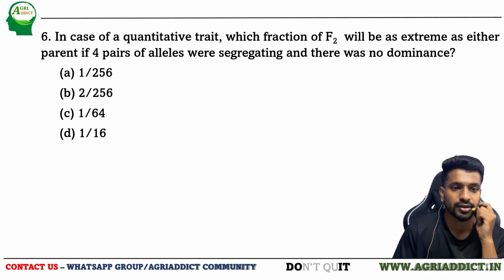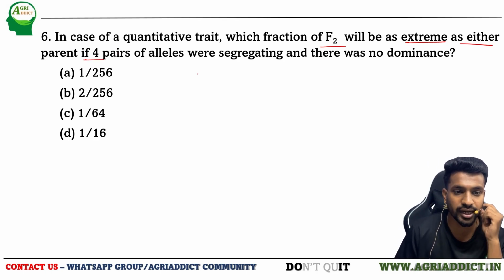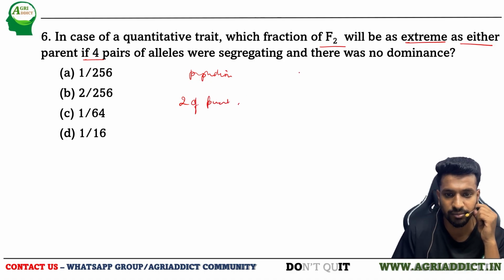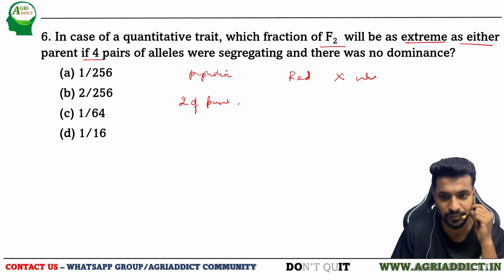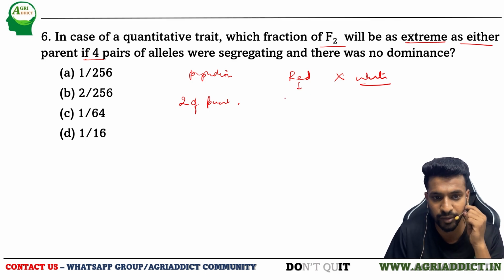Next question. In the case of a quantitative trait, which fraction of F2 will be as extreme as either parent if four pairs of alleles were segregating and there is no dominance? So what they are asking is what fraction of the complete population will be similar to the two parents. For example, if I am crossing two different parents, let us assume red into white. This is the quantitative trait, since a single phenotype will be governed by more than one gene. Here it is four different genes which govern this trait, and there is no dominance at all.